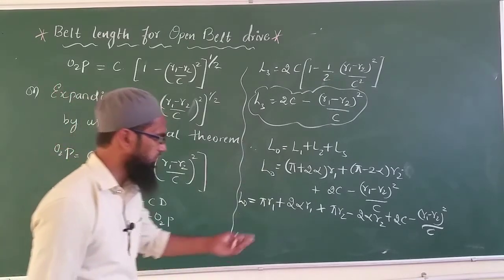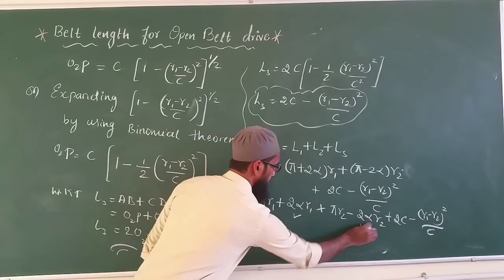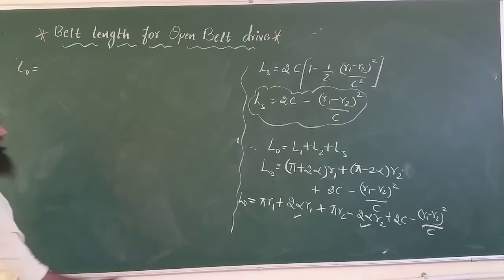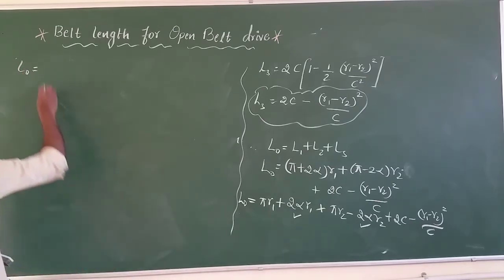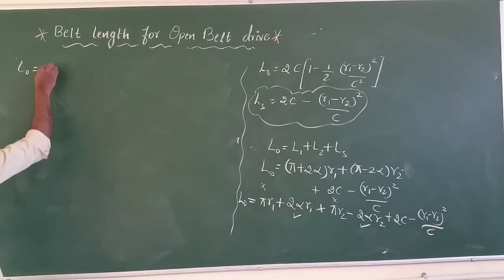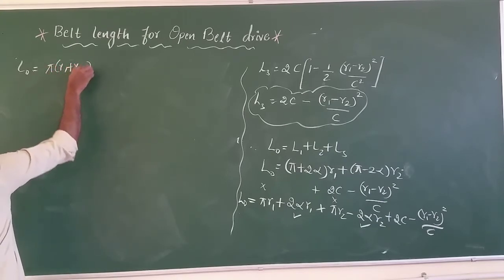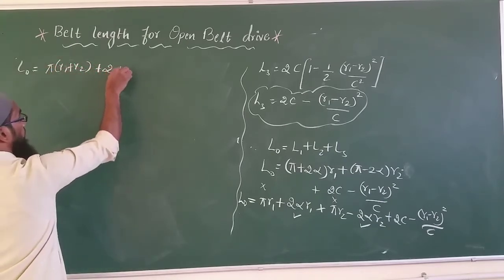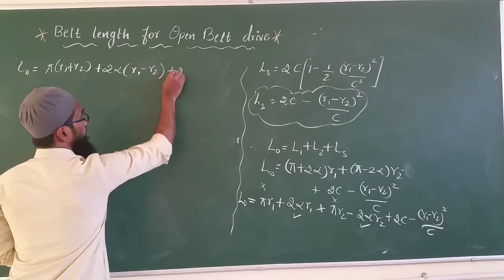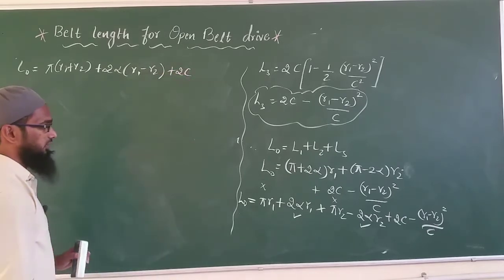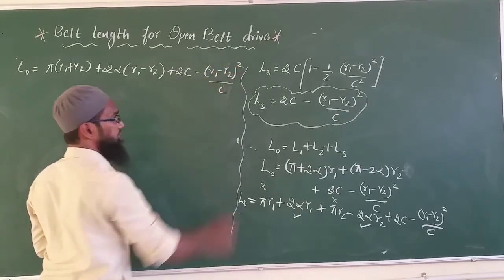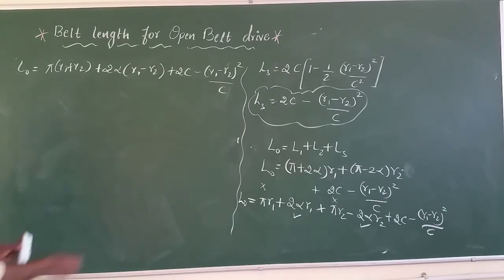Again, the simple thing is what I need to take out of these terms. I take the 2 alpha common here. So L0 becomes, if I take 2 alpha common, and from the other terms I take pi common, I will get pi times (R1 plus R2). Second, taking 2 alpha common, this all becomes (R1 minus R2). The remaining terms are 2C, and the last term is minus (R1 minus R2) whole square by C. Okay, now this is the term we are getting here.